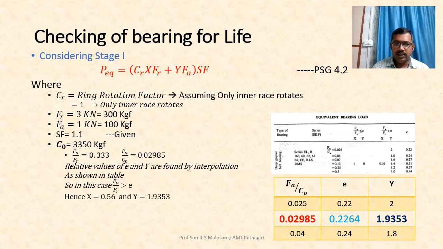Then the corresponding value of X is equal to 0.56, and the corresponding value of Y found by interpolation is 1.1953. So P equivalent comes out to be 3.9768 kilonewtons.